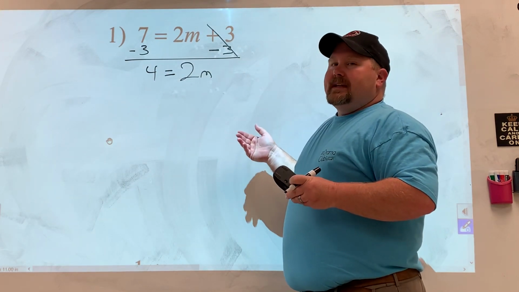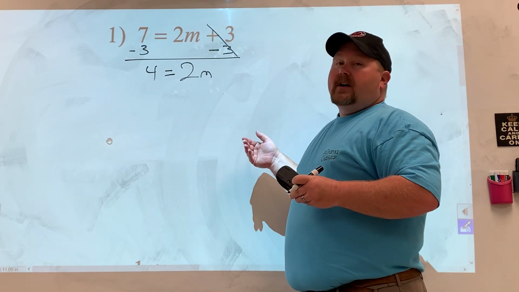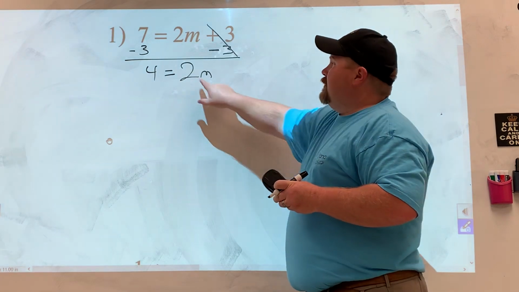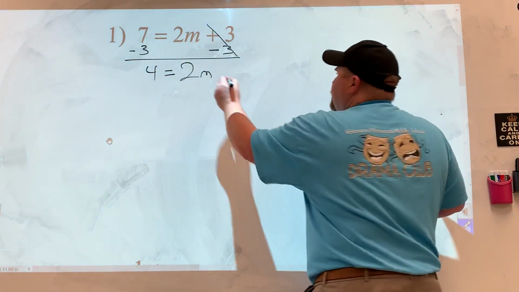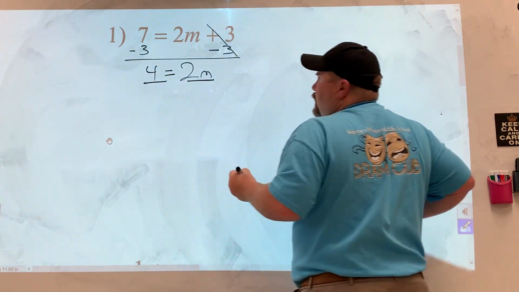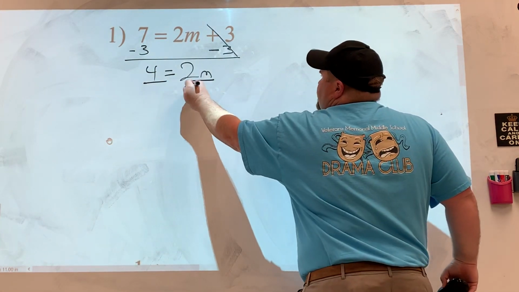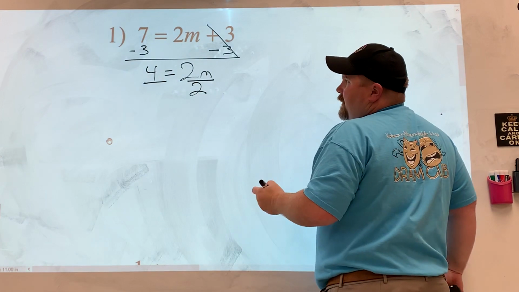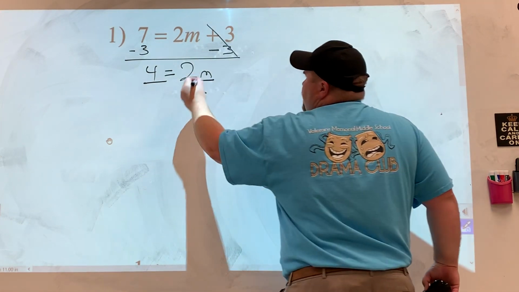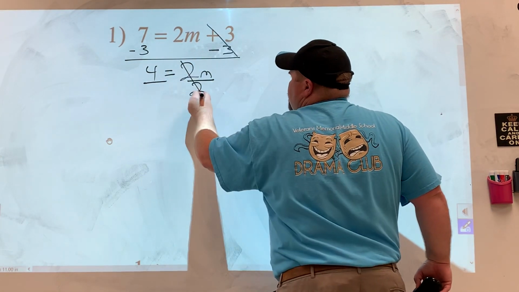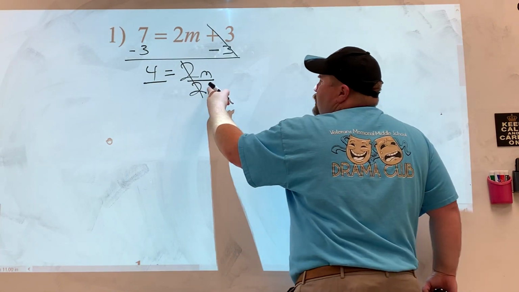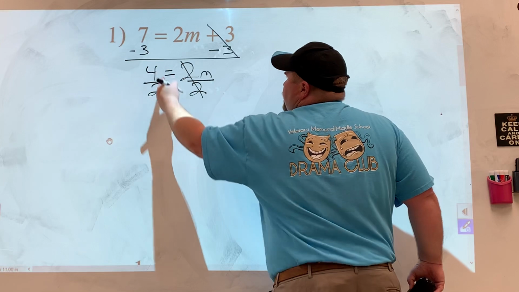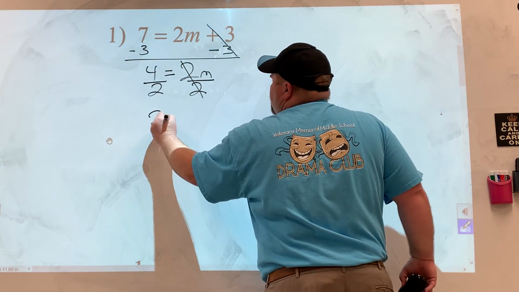Remember, we're always using inverse operation, which means you need to do the opposite of what they're doing. So if they're doing 2 times m, the opposite of multiplication would be division. You're going to divide on both sides, and you're going to divide by the same exact number that was being multiplied times the m. And the reason for that is 2 over 2 makes 1. In other words, they cancel each other out. And so if we divide by 2 on the right, we must divide by 2 on the left. 4 divided by 2 is 2.